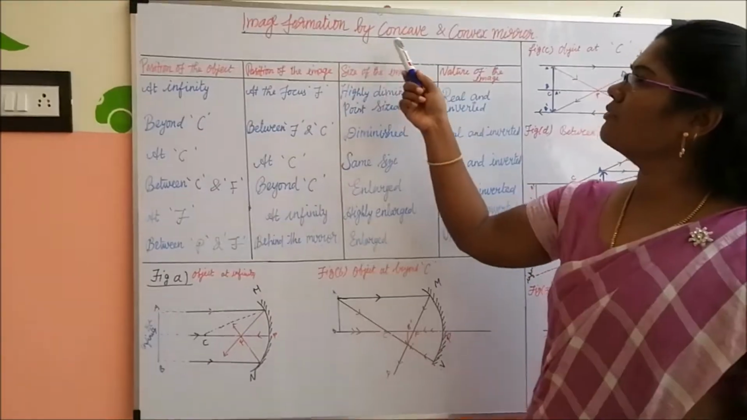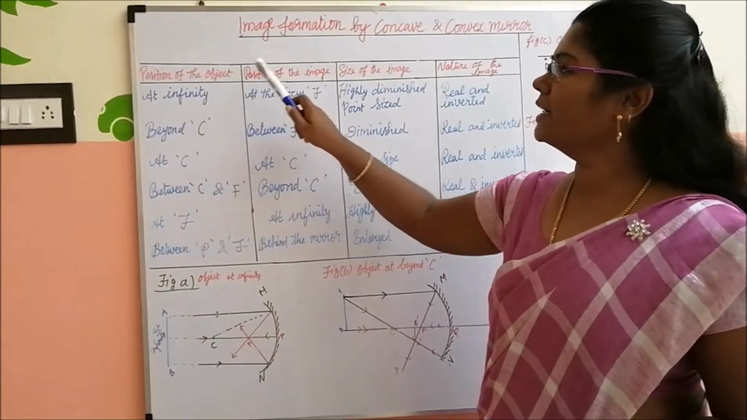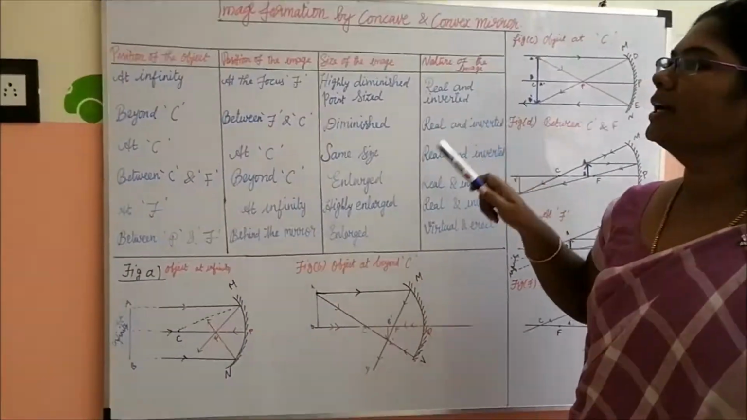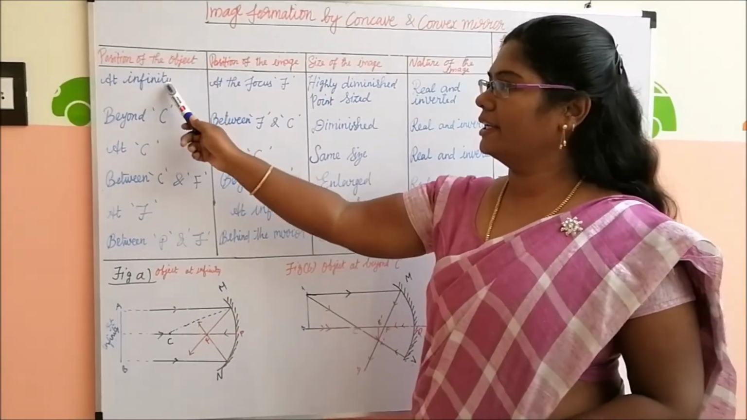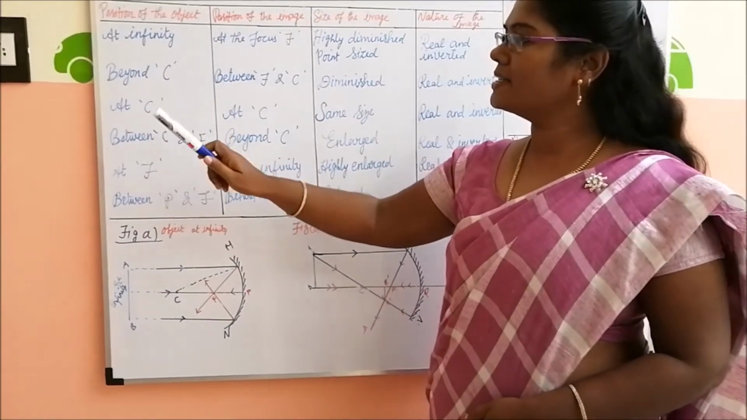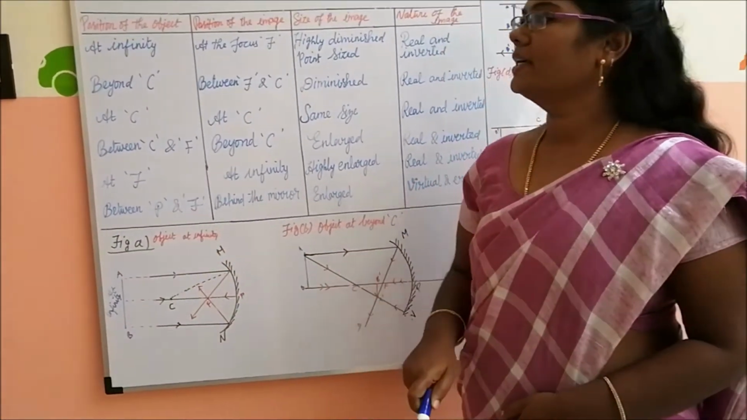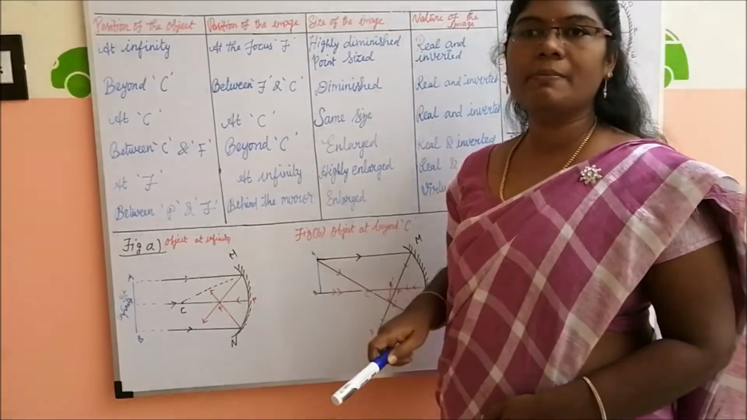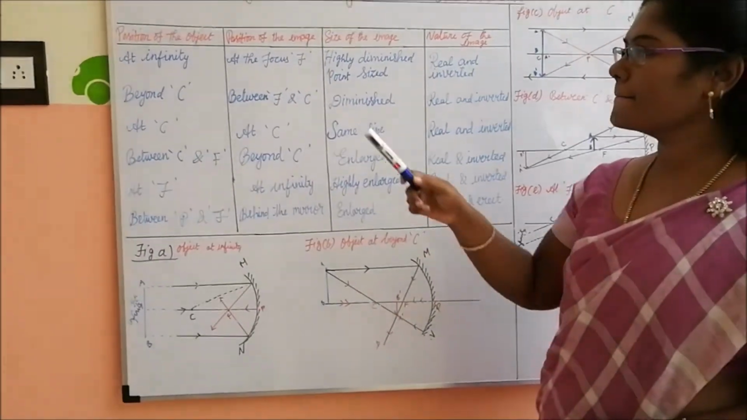The image formation of concave and convex mirror. Here are the position of the object and the position of the image, size of the image and nature of the image. There are 6 positions for the objects: at infinity, beyond C, at C, between C and F, at F, between P and F. We know that C is center of curvature and F is principal focus. Then P is pole of the mirror.